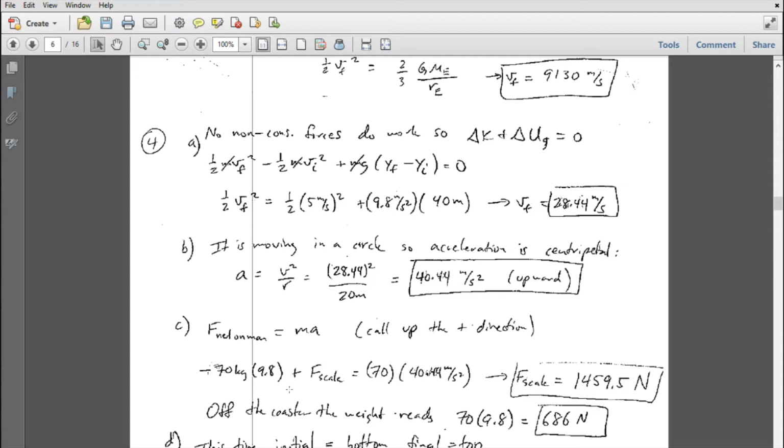We know the formula for that. It's v squared over r. So if I plug in the v we got, that corresponds to the bottom, I square it and divide by the radius of the circle that it's on. It is this magnitude, and its direction is toward the center of the circle. So if you're at the bottom, that's upward toward the center of the circle.